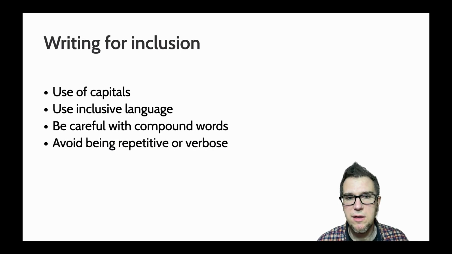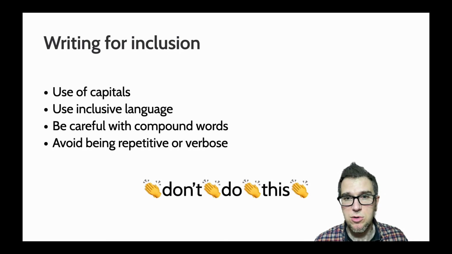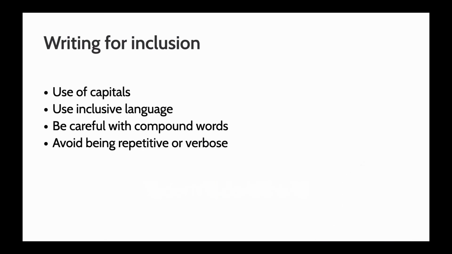Avoid being repetitive or verbose. Check your writing for repetition. One tip is to read it aloud, and repetitive and difficult to read content will become easier to spot. One example where text can be overly verbose is with emojis. We love emojis. They're fun, but they sometimes get overused, especially on social media. Their descriptions can be really verbose for some people, particularly people using screen reader software, so use them sparingly.